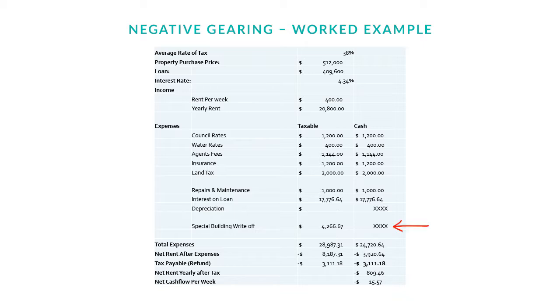If you look at the cash column, you'll notice that there is no dollar figure next to special building write-off. This is because this amount is worked out based on the build cost of the property and not a cash expense to you every year. The flow-on effect is that the actual cash cost of the property is $3,920. Once we factor in a refund based on 38% of tax of $3,111, this means that the property will cost this owner only $809 in physical cash during the year. Or, if we break that down weekly, $15 per week.